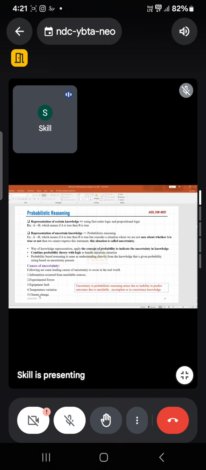For example, if A implies B, which means A is true, then B is true, but consider a situation where we are not sure whether A is true or not, and then we cannot express this statement. This situation is called uncertainty. If A itself is not true, then how can B be true, or the statement does not hold? So there an uncertainty situation will arise. It is the way of knowledge representation that applies the concept of probability to indicate the uncertainty in knowledge.